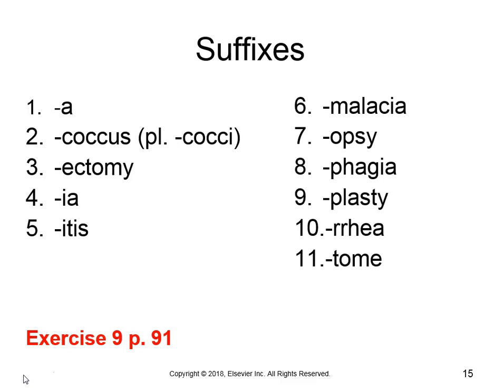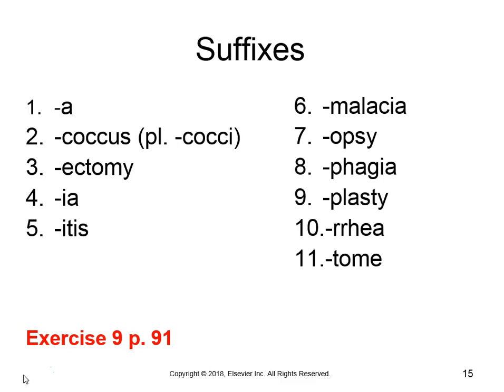Coccus has to do with the shape of a bacteria. So coccus has to do with berry-shaped. So that's when you can combine it with staphylo or strepto, depending on what kind of shape those bacteria are in. Ectomy means removal. So you're going to be removing something that's going to be universal for all of the different chapters of the book.